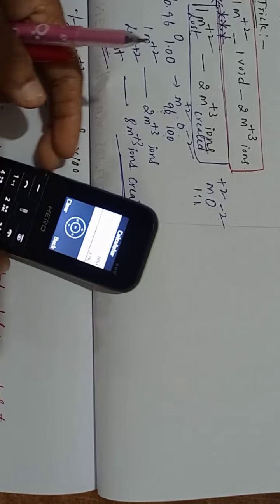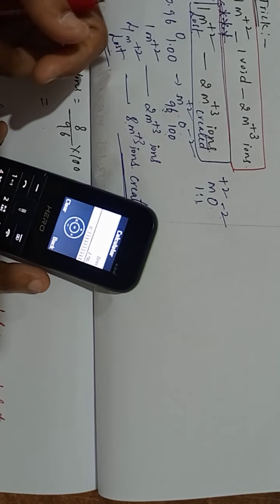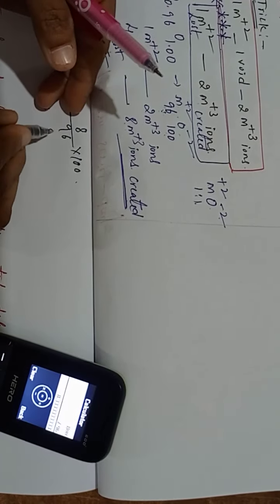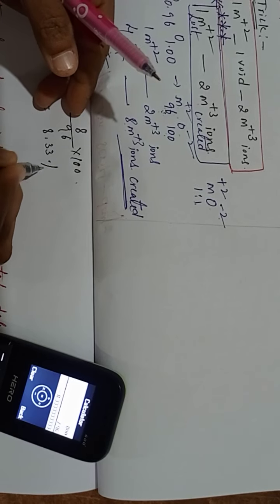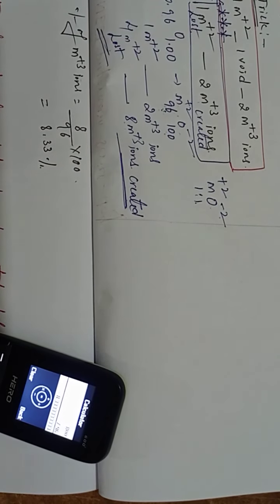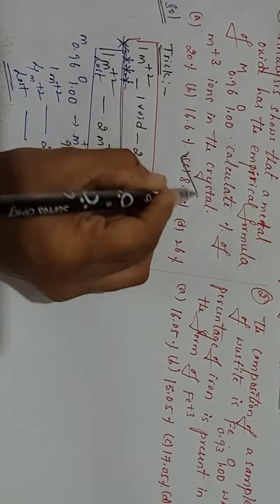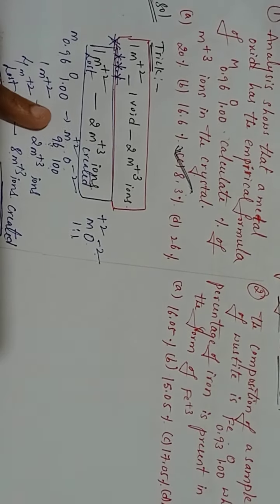Clear? So 96, how much you will get, students? 8.33. Correct? 8.33 percentage you will get. Are you understanding? So this is the answer, 8.33 percentage. Understood, students, how to find this problem? Clear? Just remember this one, students.